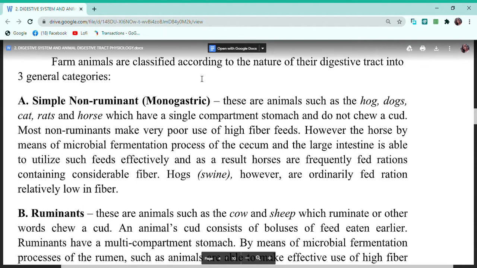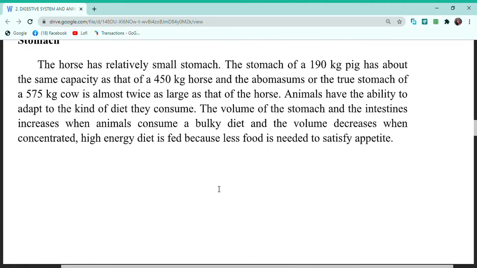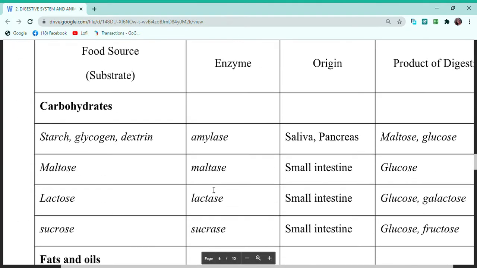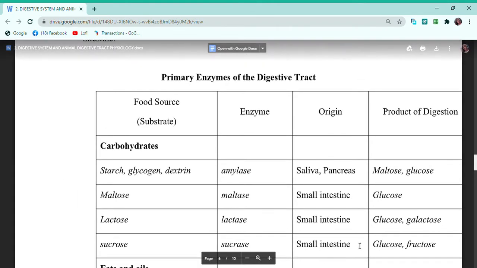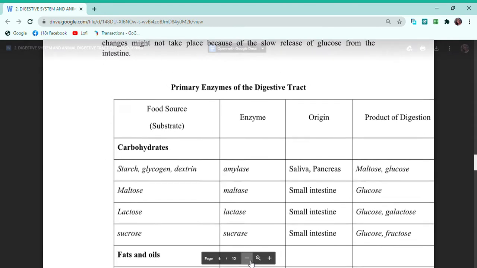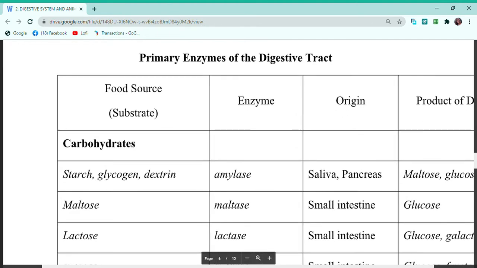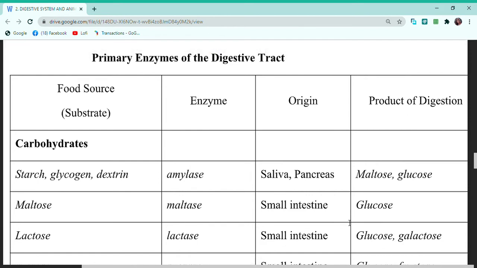So in the primary enzymes of the digestive tract, you have there a table of the primary enzymes of the digestive tract. On the first column, you have the food source, and then on the second column, the enzyme, the origin of the enzyme, and the product of digestion. Okay. Now, have you seen that page? Page 6. Have you seen that, class? Yes, Doc.